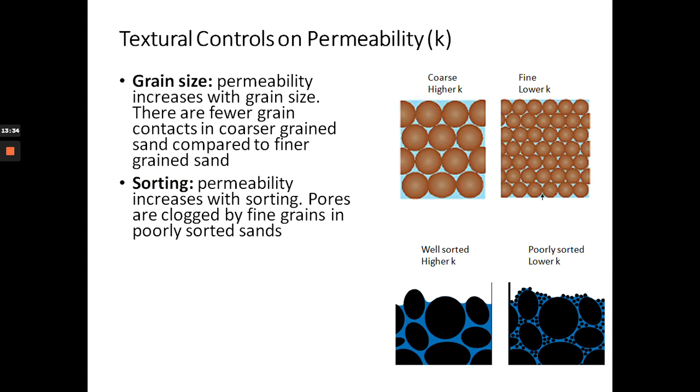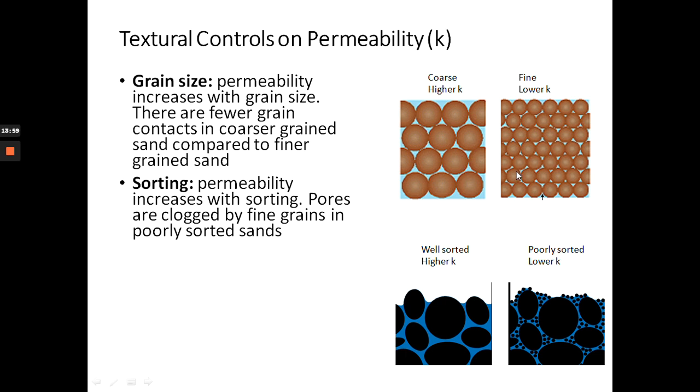Okay, so sorting affects porosity, but not grain size. Let's look at permeability. In terms of permeability, both grain size and sorting are important. Grain size: permeability generally increases with grain size.